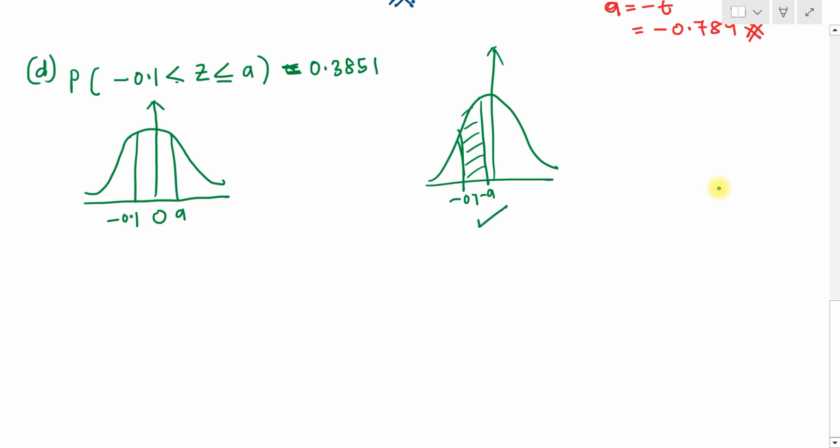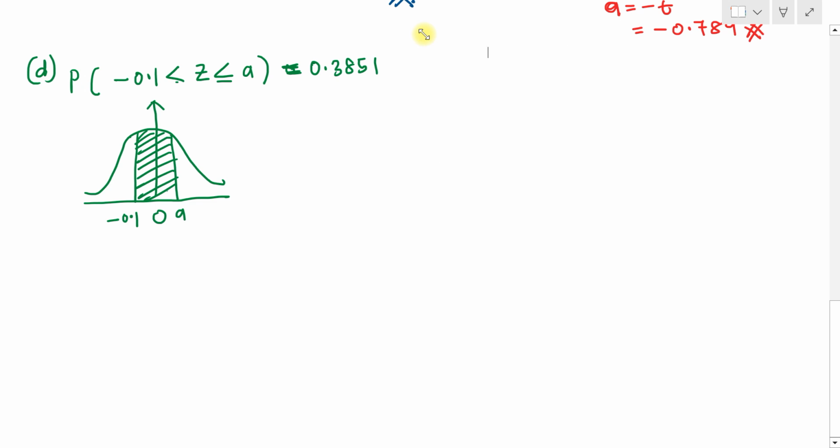Sometimes it will be like this on the same side, or since negative 0.1 is very close with 0, the next value should be at the positive side. Use your logic. If let's say this probability Z less than negative 2.4, and then A equal to 0.421, for example only.